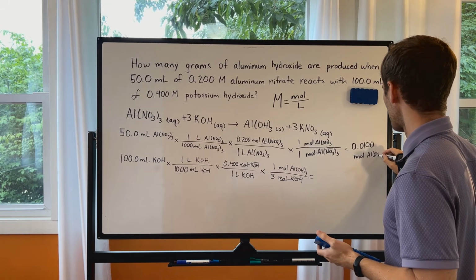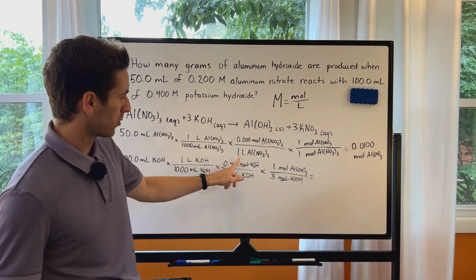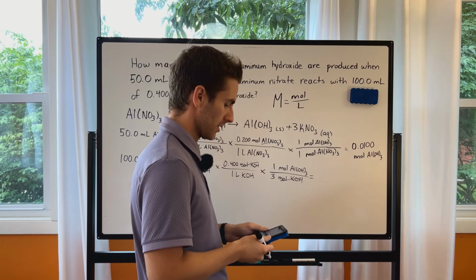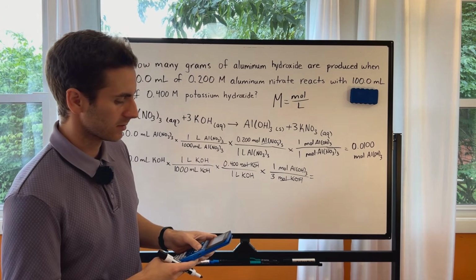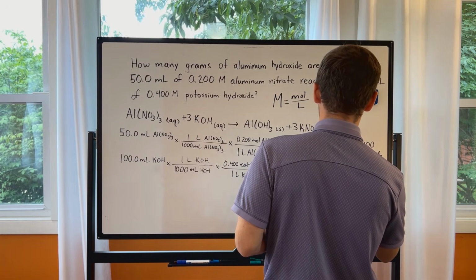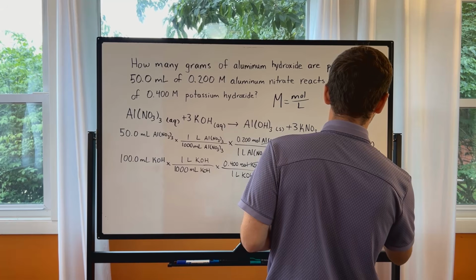Moles of aluminum hydroxide. And then this one, 100 times 0.4 divided by 1,000, and then divided by 3. That is going to give us 0.0133 moles of aluminum hydroxide.